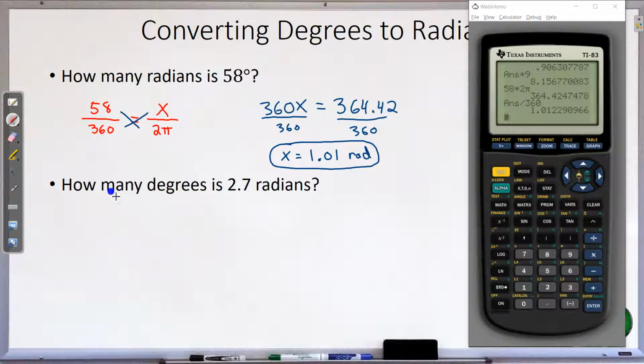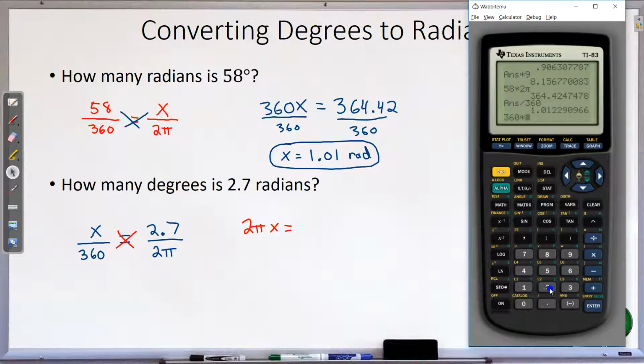All right, what if we want to go backwards? How many degrees is 2.7 radians? Well, here I'm going to basically set up the same thing. I don't know how many degrees there are, but I do know what a full circle is. And then I do know how many radians. It's 2.7. And a full circle in radians is 2 pi. So what I have to do now is cross multiply again, and this basically ends up being the same kind of problem. So I've got 2 pi times x is equal to 360 times 2.7.